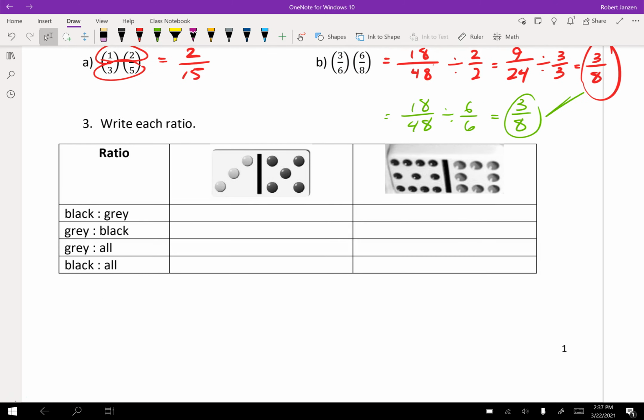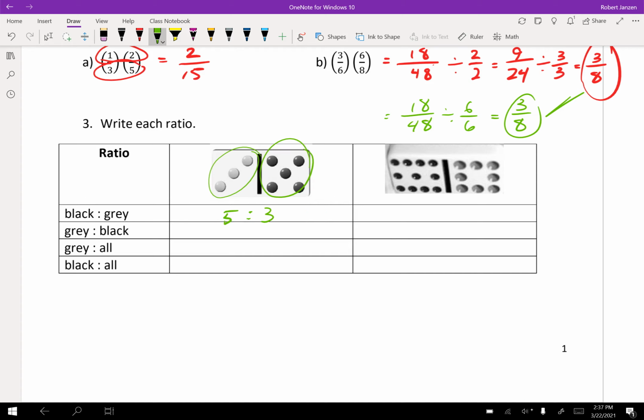Write each ratio. Sometimes we have trouble with ratios because we think they're the same as fractions. They're not quite. The ratio in this case is going to compare what it tells you to compare. So if I look at black to gray, there are 5 black squares or dots and 3 gray ones. So the comparison is 5 to 3. This would be the same as writing it as 5 over 3.